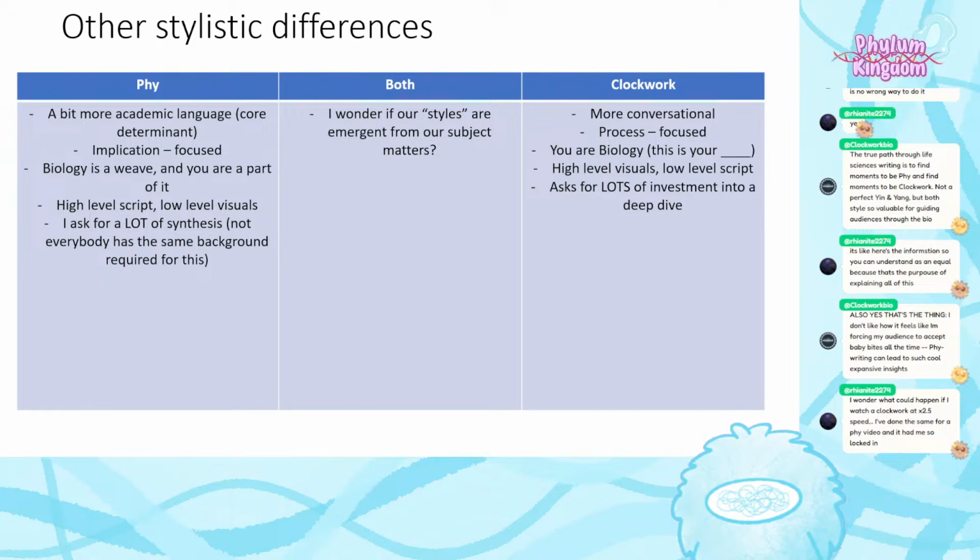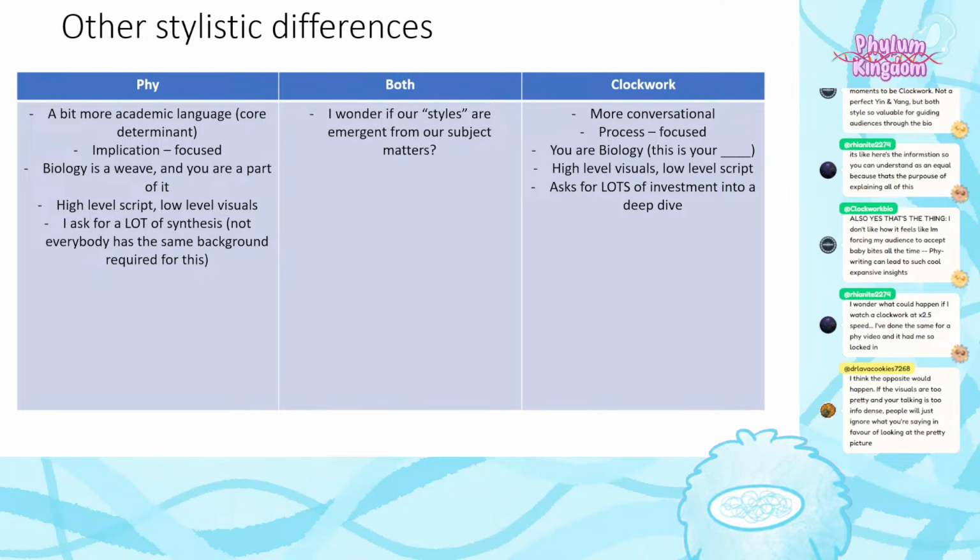The true path through life science writing is to find moments to be Phi and find moments to be Clockwork. Not a perfect yin yang, but both styles are so valuable for guiding audience through the bio. Yeah, that's why there's no right or wrong answer. I think what I mean by style is emergent is, I think your style works very well for biochemistry, and my style works for a more broad biology thing, right? Because I don't focus too much on any subdivision of molecular biology. I kind of just do everything, but I don't go into that much depth into any of it.